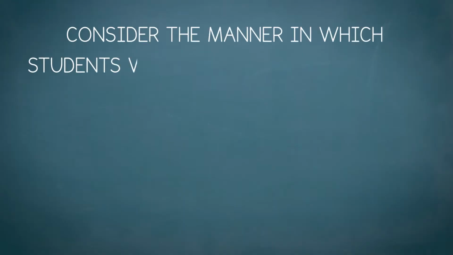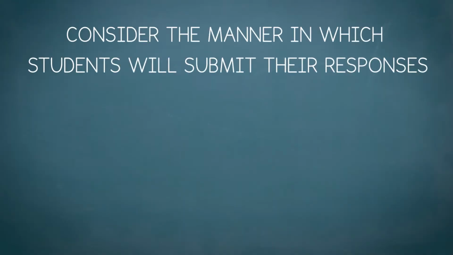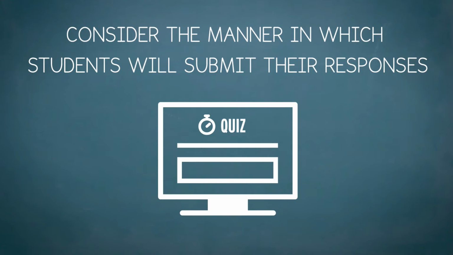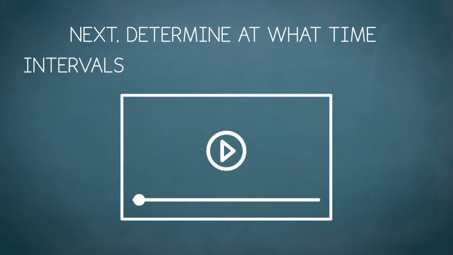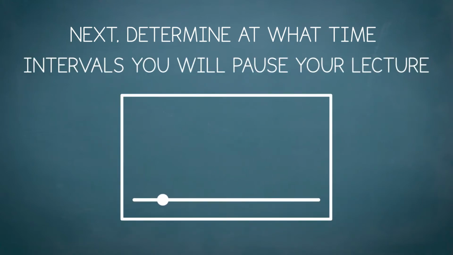Consider the manner in which students will submit their responses. For example, in a quiz, assignment, or through a chat pane. Next, determine at what time intervals you will pause your lecture, such as every 7 to 10 minutes.